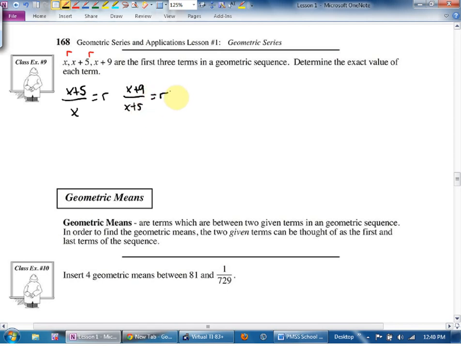They equal each other. So I'm going to get the equation like this: X plus 5 over X has to equal X plus 9 over X plus 5. Any term divided by the one in front of it has to equal any other term divided by the one in front of it. Evan, how will I solve this equation? What's this a wonderful example of? This is cross-multiplying! You got it!